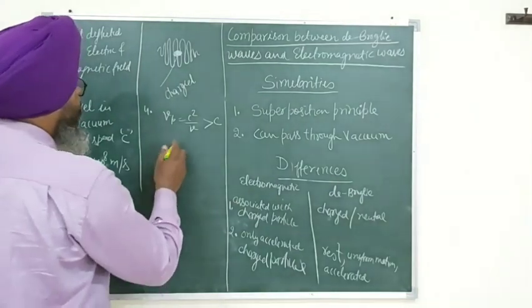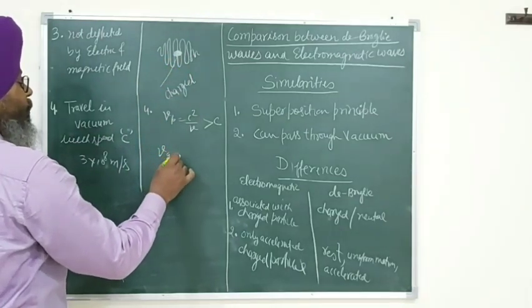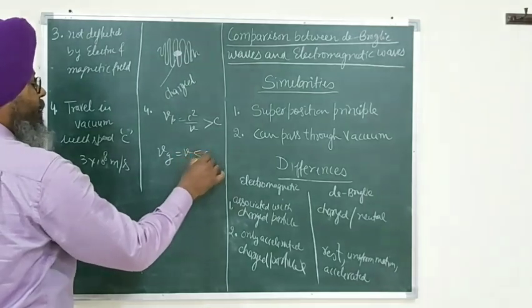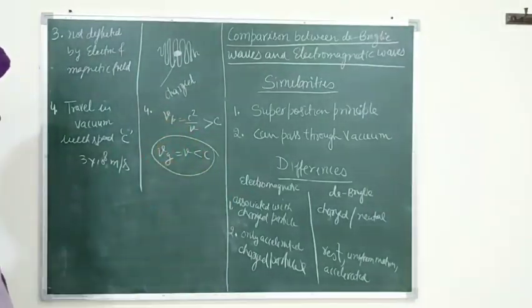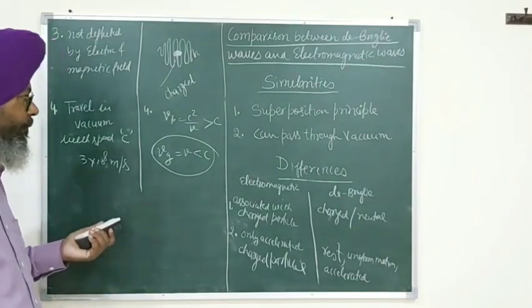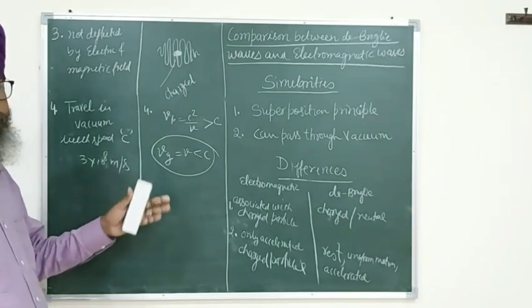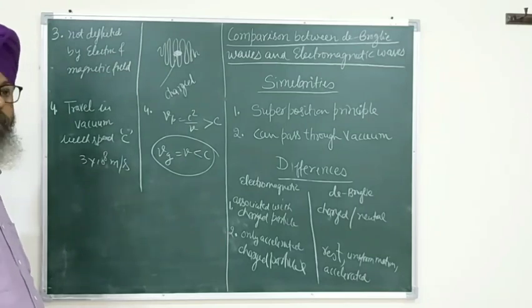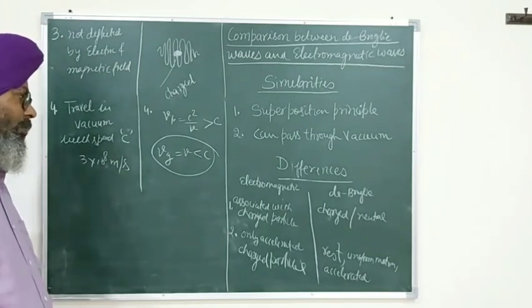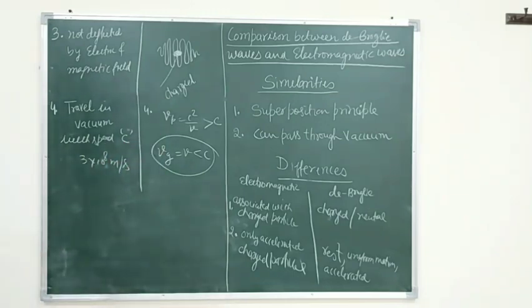However, kindly remember that if a large number of de-Broglie waves form a packet, then that packet travels with the speed Vg, which is equal to v, which is less than c. You should remember that the phase velocity of de-Broglie waves is always greater than c, that is the speed of light, and the group velocity of the de-Broglie wave packet is less than the velocity of light. So this is a major difference, that de-Broglie waves can travel faster than the speed of light. This I have already discussed in my previous lectures, so I will not go beyond this point.